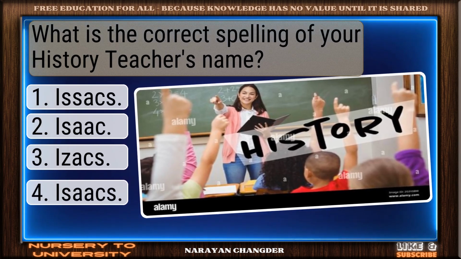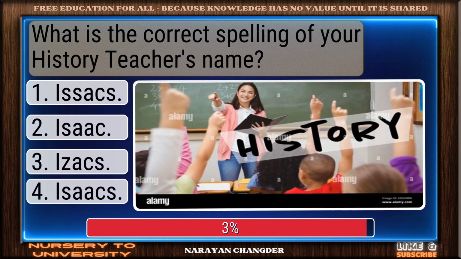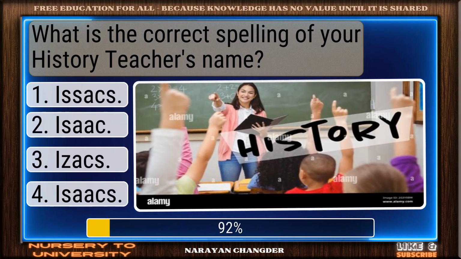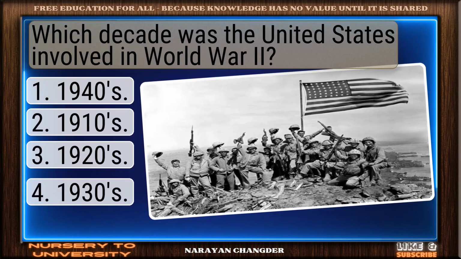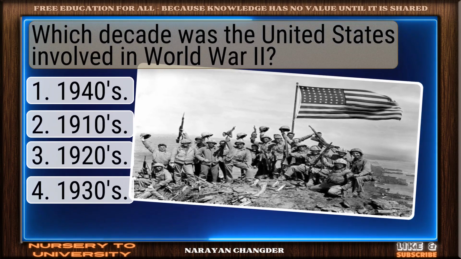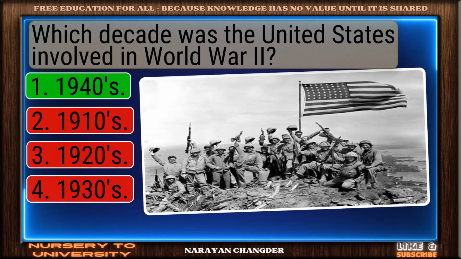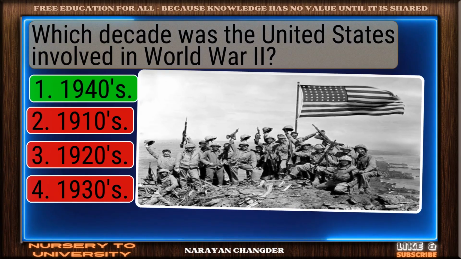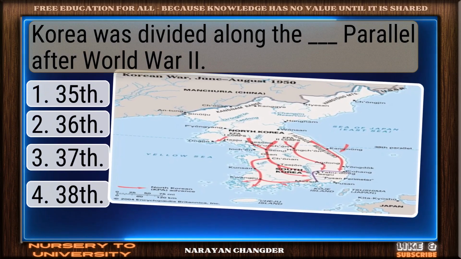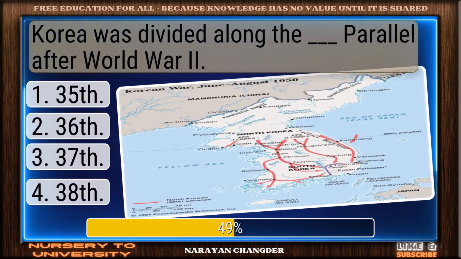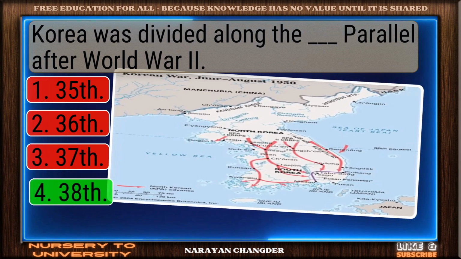What is the correct spelling of your history teacher's name? Nice selection. Isaacs is correct. Which decade was the United States involved in World War I? Solid response. 1940s is valid. Korea was divided along the dash parallel after World War I. Sharp thinking. 38th is right.